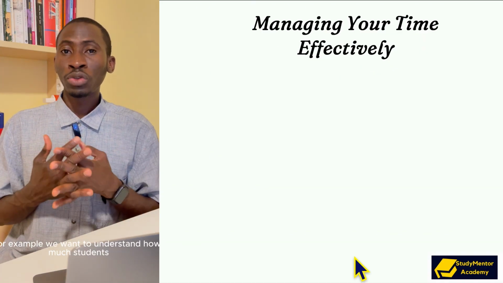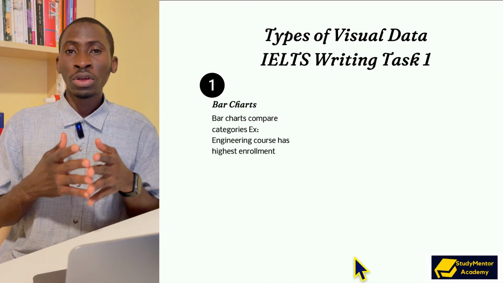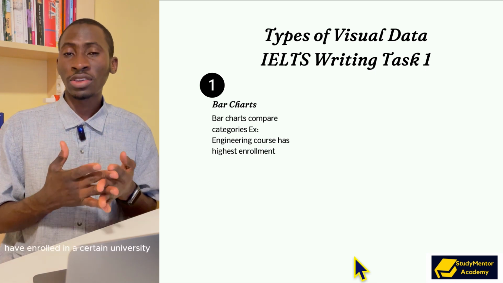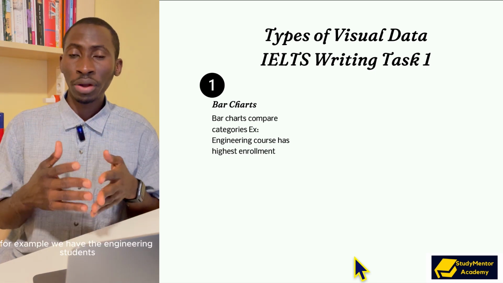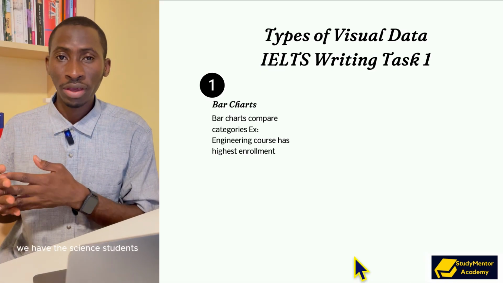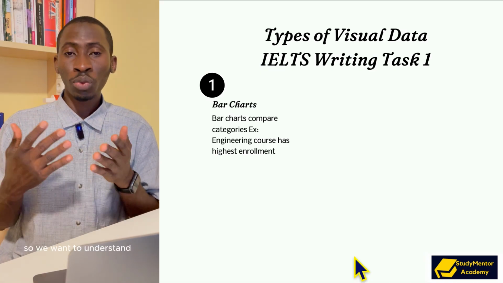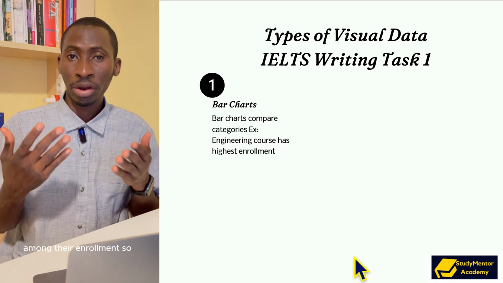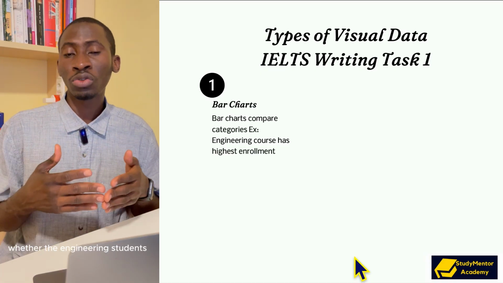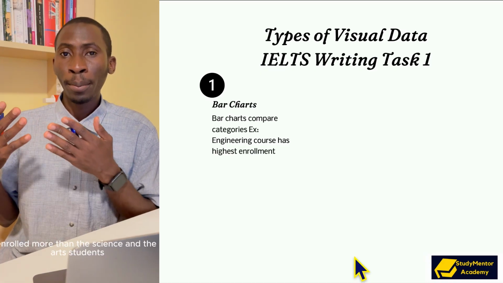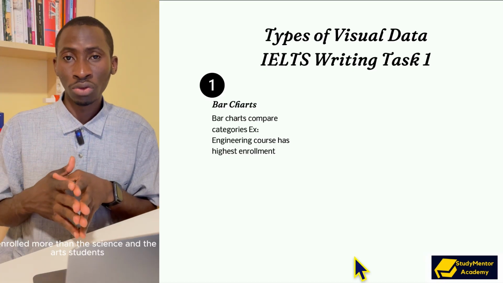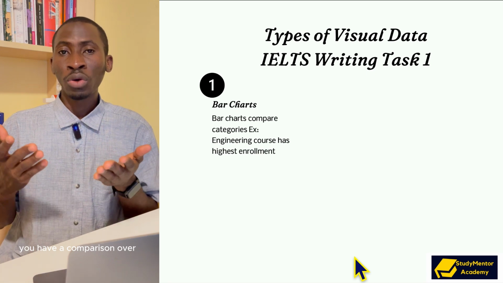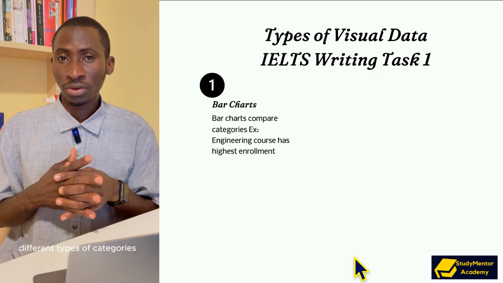For example, we want to understand how many students, based on departments and courses, have enrolled in a certain university. For example, we have the engineering students, we have the arts students, we have the science students, and we have the business students. So we want to understand and compare the differences among their enrollments. So whether the engineering students or the business students enrolled more than the science and the arts students. So in a bar chart, you have a comparison over different types of categories.